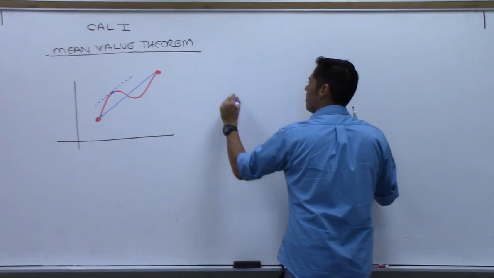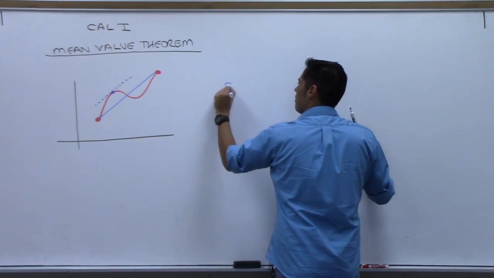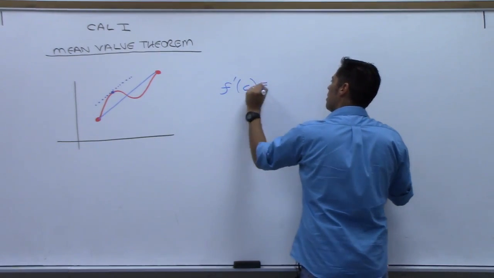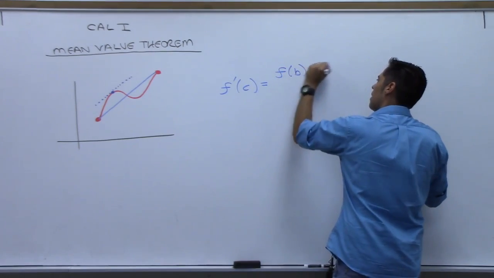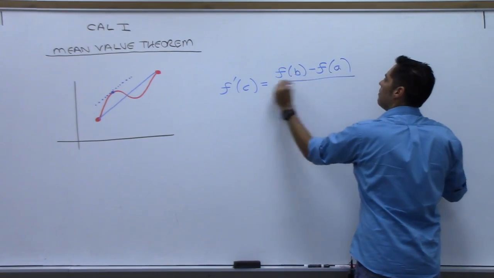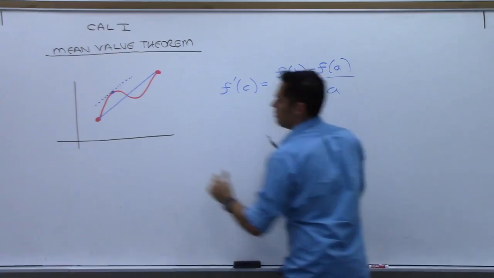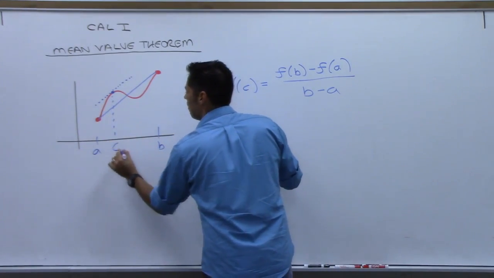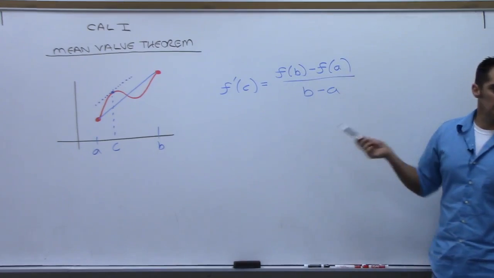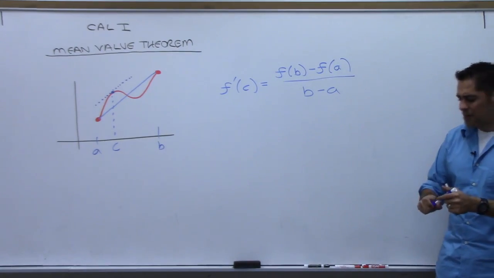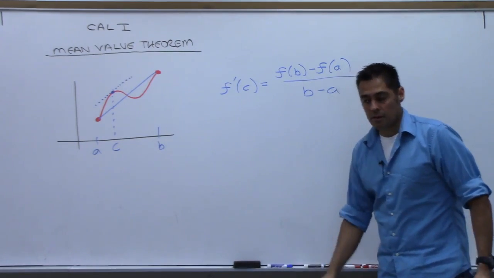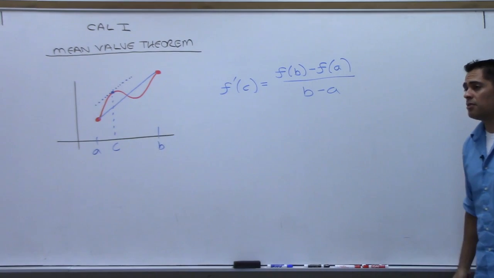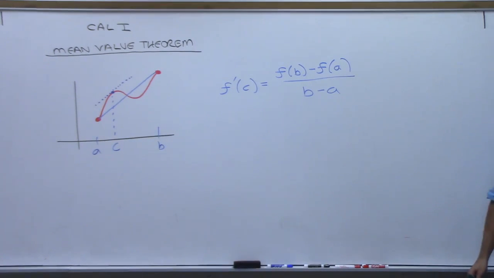And you may remember it with this formula. The derivative at some point c equals f of b minus f of a over b minus a. That's the mean value theorem. Here, a is this endpoint, b is this endpoint, and c is some point inside. Does that ring a bell? Yes. Okay, we have a similar thing for Cal 2, and it's a mean value theorem for integrals.